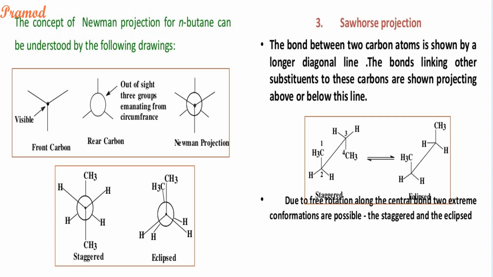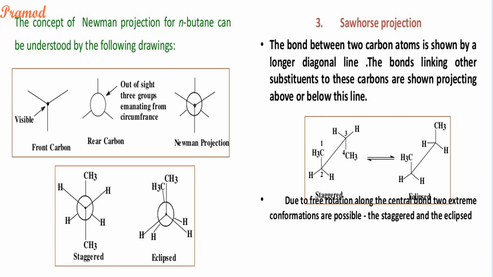C4H10. So CH3CH2CH2CH3. There are two hydrogens and one methyl group attached to your central front carbon, and there are two CH2 and one methyl attached to your rear carbon. So you show it by a circle, the rear methyl at 120 degrees. Similar to the rear view, you get a dot and three substituents, that is 2H and 1 methyl.